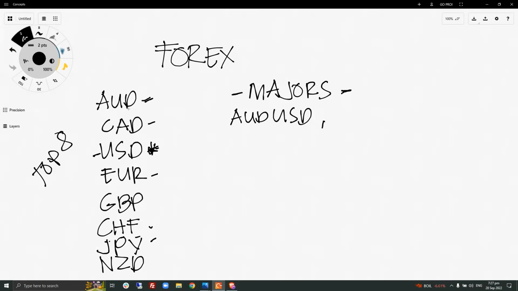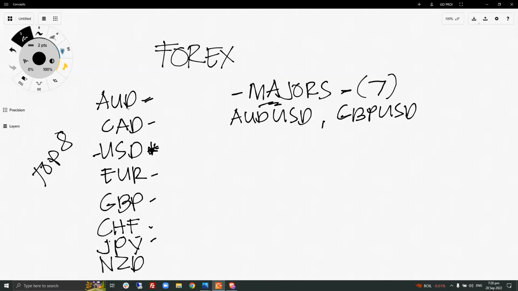We can also have this, which is GBP, USD. But basically, since we have 7 in the top 8 against the dollar, then we have 7 majors. So there's only 7 in total. These major currency pairs, these are the pairs that are heavily traded in the Forex market.